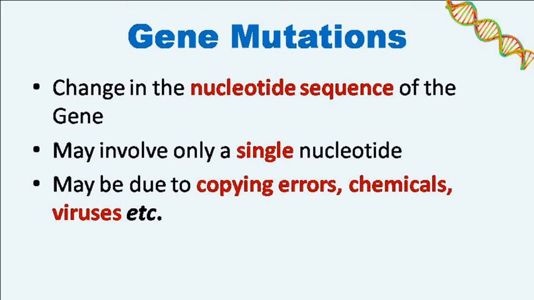The other type is gene mutation. Whenever a change occurs in a nucleotide sequence, whether single or in a genetic code, it is called a gene mutation. Gene mutations occur due to copying errors, chemicals, or some viruses also.